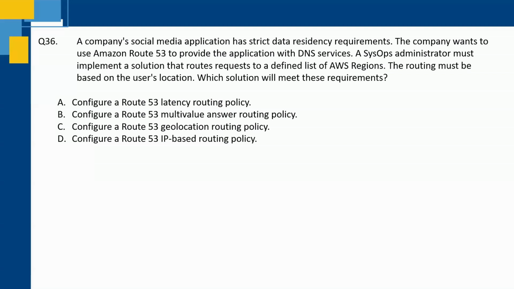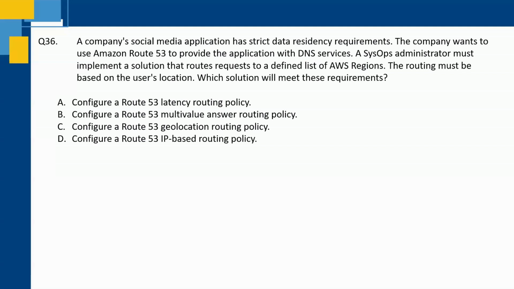A SysOps administrator must implement a solution that routes requests to a defined list of AWS regions. The routing must be based on the user's location. Which solution will meet these requirements? Your options are: configure a Route 53 latency routing policy, configure a Route 53 multivalue answer routing policy, configure a Route 53 geolocation routing policy, configure a Route 53 IP-based routing policy.